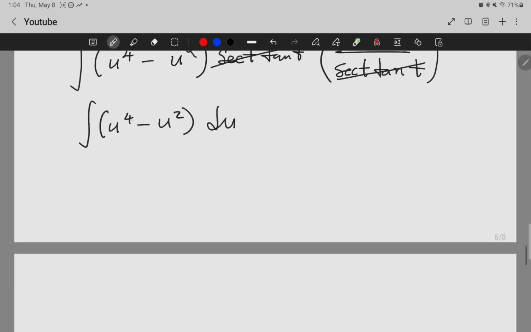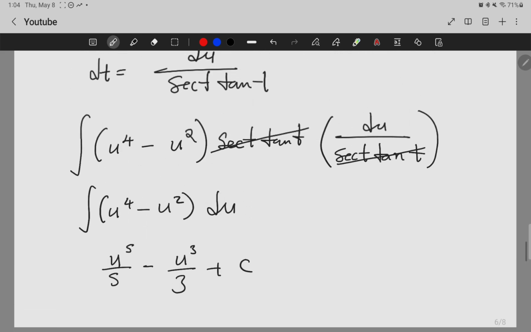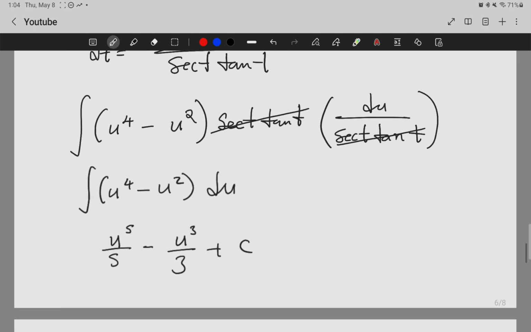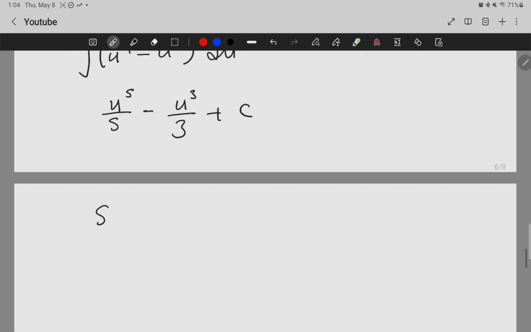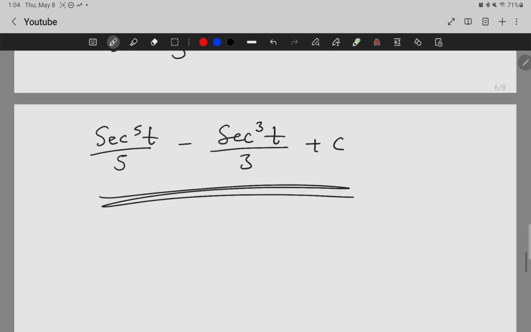Then we integrate here, adding 1 to the 4, making it u to the power 5 over 5 minus, this becomes u to the power 3 over 3 plus c. And recall that u is sec t. So our solution is sec to the power 5t over 5 minus sec to the power 3t over 3 plus c. So this becomes our solution here.